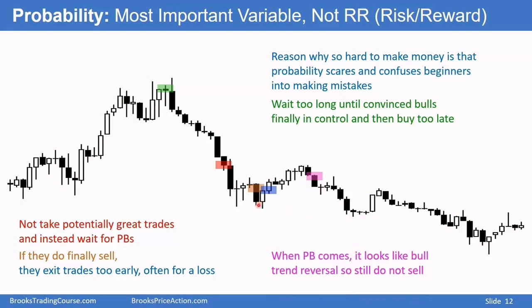The bears finally got their pullback. A low 2 short, low 1, low 2. You can call it a failed breakout above the double top. First high, second high, breakout that reversed down, and therefore it's a type of a wedge bear flag. But the beginner still does not sell.